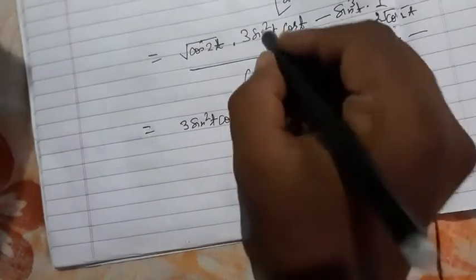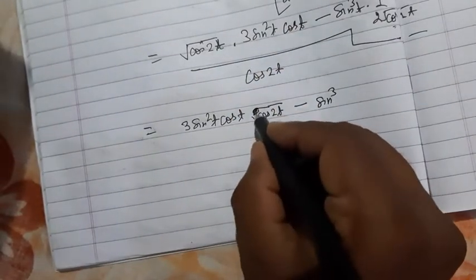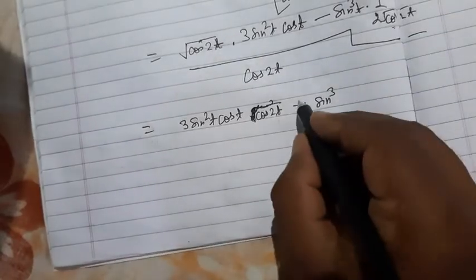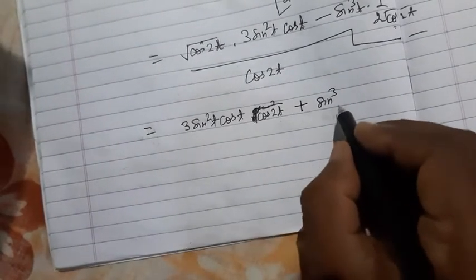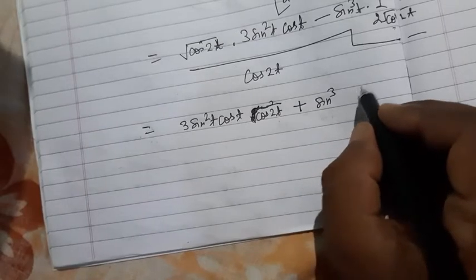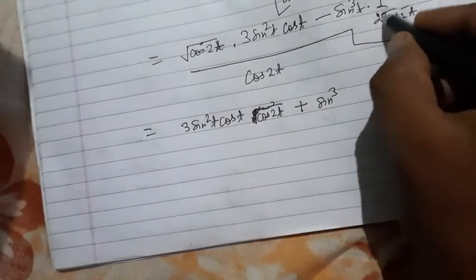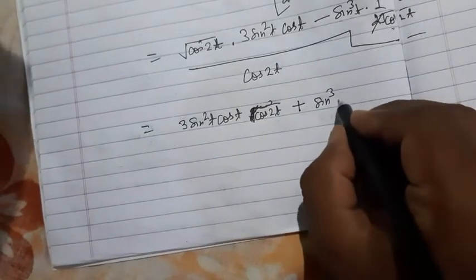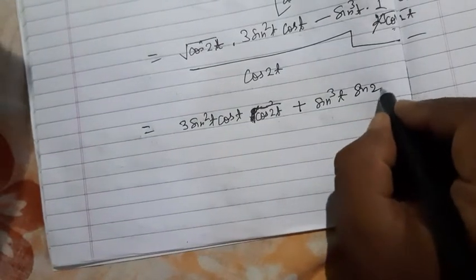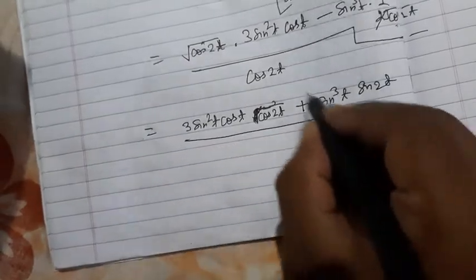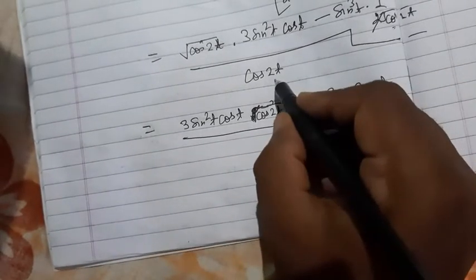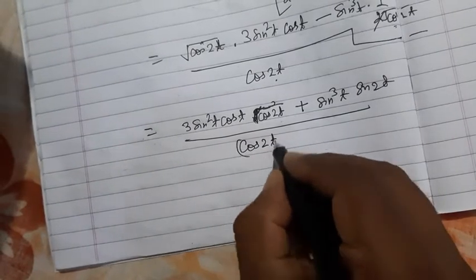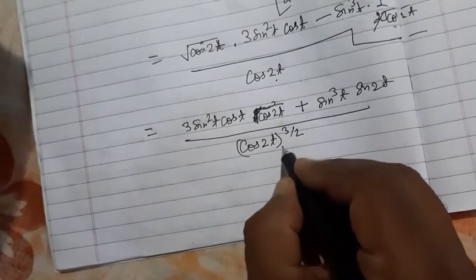Take the LCM. If you are taking the LCM, then the root will be removed from here, cos 2t will remain, and sin cube, this sign will be positive, so sin cube t, and 2 will cancel from here. And here sin 2t into sin 2t upon under root cos 2t, the root will come down, so we can take it as cos 2t to the power 3/2.